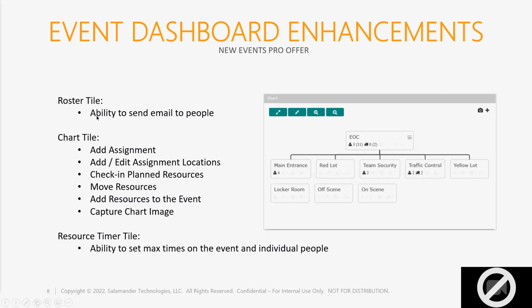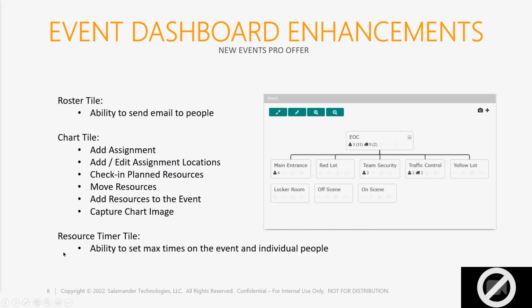Okay. I didn't talk about the roster tile because I already showed you that earlier, but the roster tile is where you have the ability to send email now to people. So the big change here is this chart tile. Lots of new, great things come with this. A lot of the asks that you've been requesting for a while now, being able to do all the similar functionalities within Track and Command, you can now do within SalamanderLive.